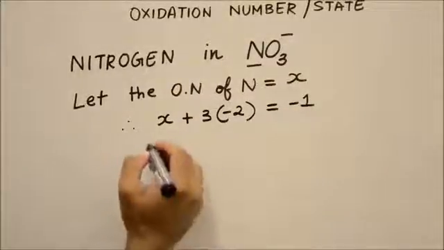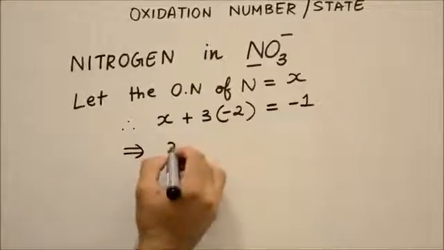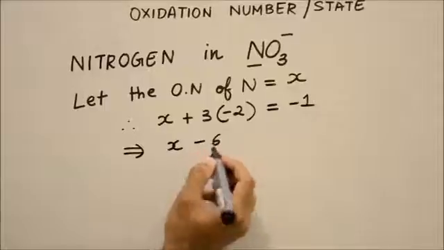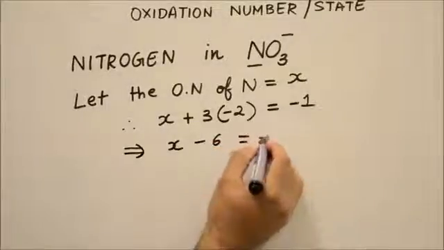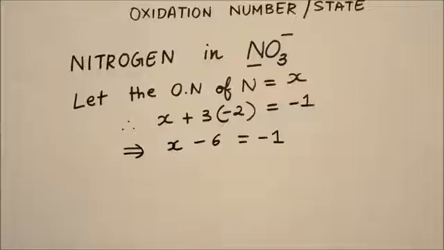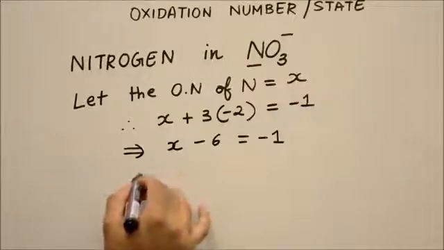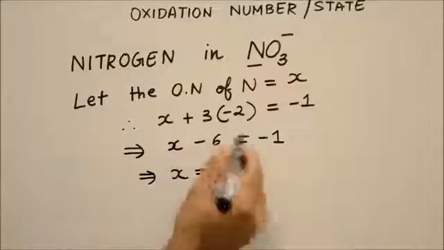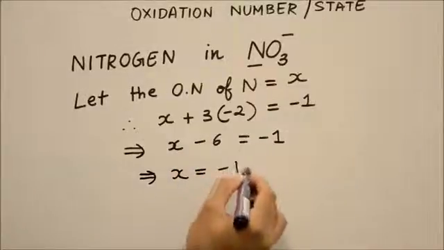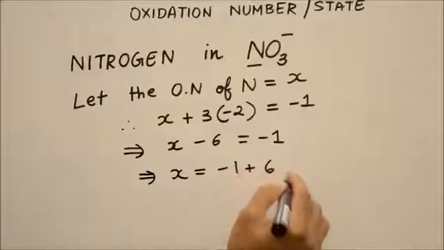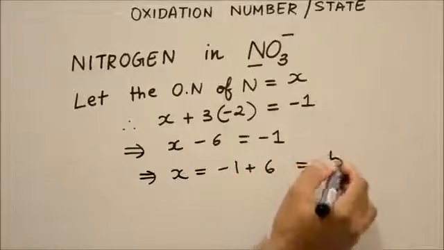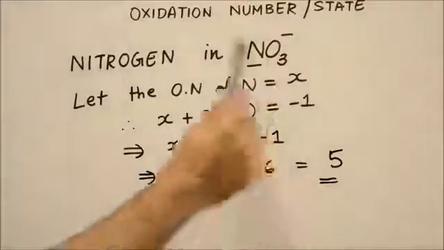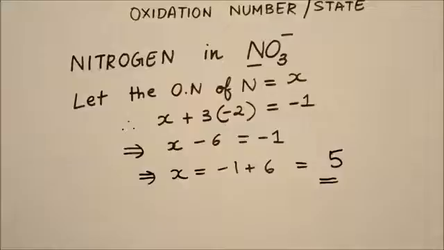So X plus 3 multiplied by -2, that is -6, should be equal to -1. So what do we get when we take the 6 to the other side? We should get X is equal to -1 plus 6. That should give you an answer of +5. So we can simply write it as 5. So the oxidation number of nitrogen in nitrate is +5.